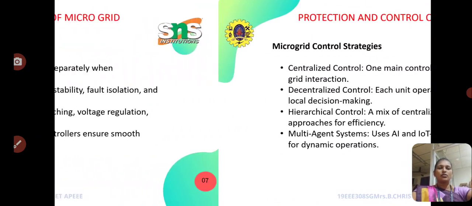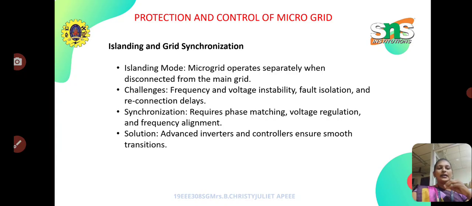Now we will see what the islanding and grid synchronizations are that can be done through a microgrid. First, let's see what is meant by islanding mode. A microgrid can operate separately, that is standalone operation. So when it is disconnected from the main grid, it will operate in islanded mode, that is, it will operate as a standalone grid, generating power and also transmitting and distributing it to the consumers. So this is called islanding mode.